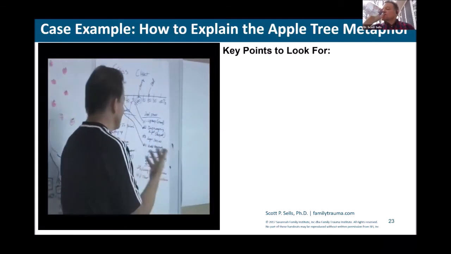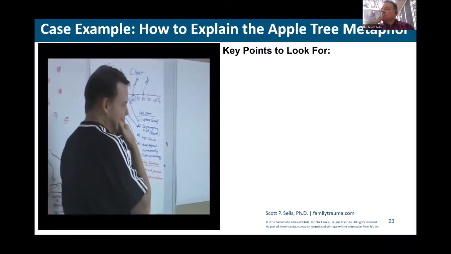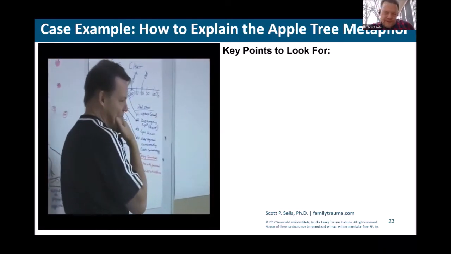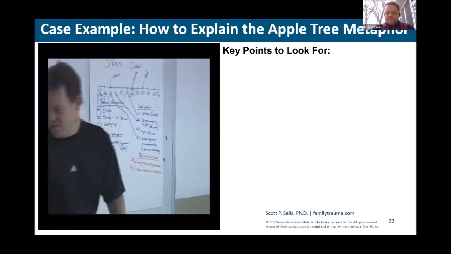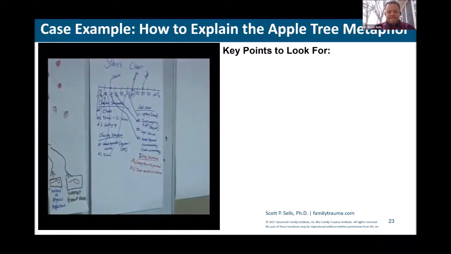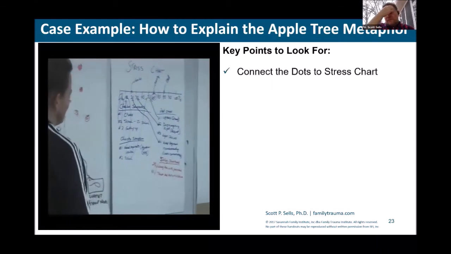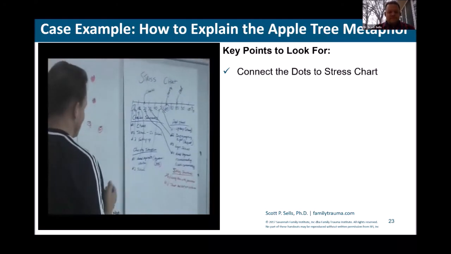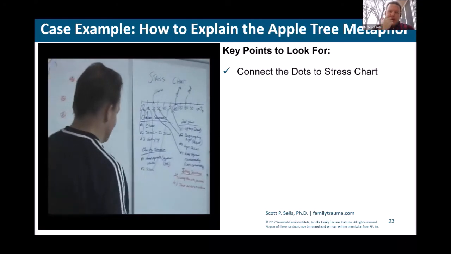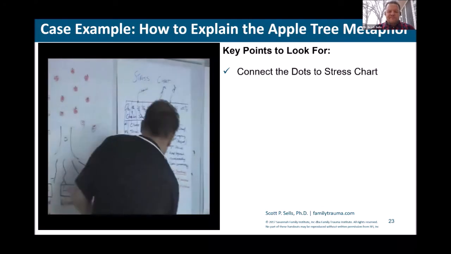Oftentimes, the cause is unseen to the naked eye, so we're going to have to go below ground to look at it. And I'm going to need your help on this. All right. Okay, so I'm going to draw a tree here. You see it over here, an apple tree. I'm going to draw it right underneath your stress chart, and I'll explain what it is and how it works, and then you guys can help me out here.